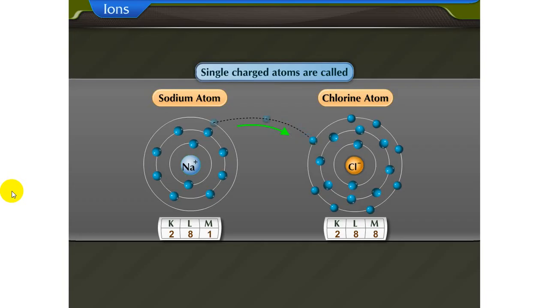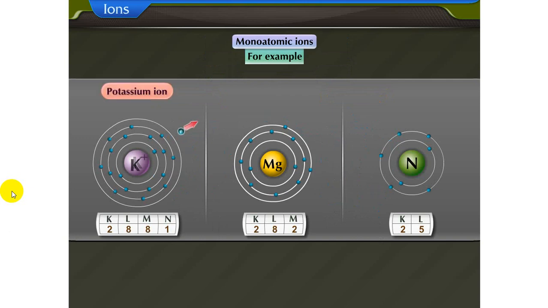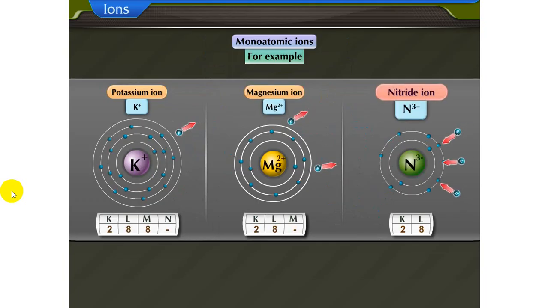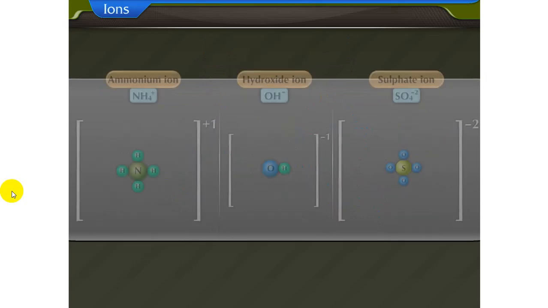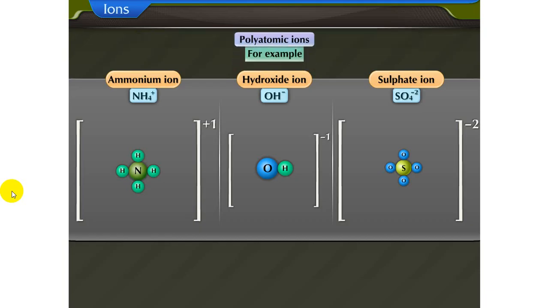Single-charged atoms are called monoatomic ions. For example, potassium ion K+, magnesium ion Mg2+, nitride ion N3-. A group of atoms that have a net charge on them are called polyatomic ions. For example, ammonium ion NH4+, hydroxide ion OH-, sulfate ion SO4 2-.